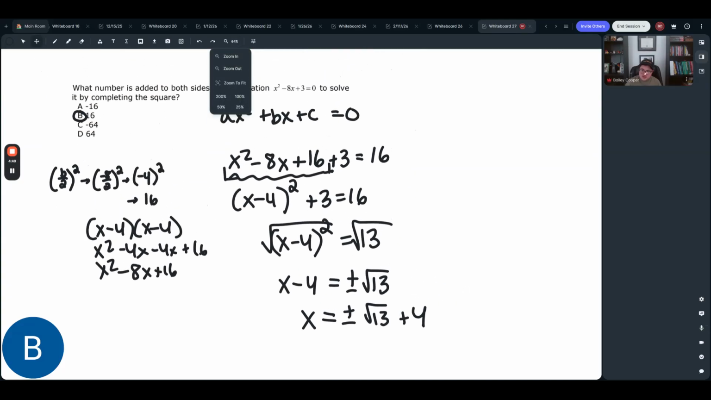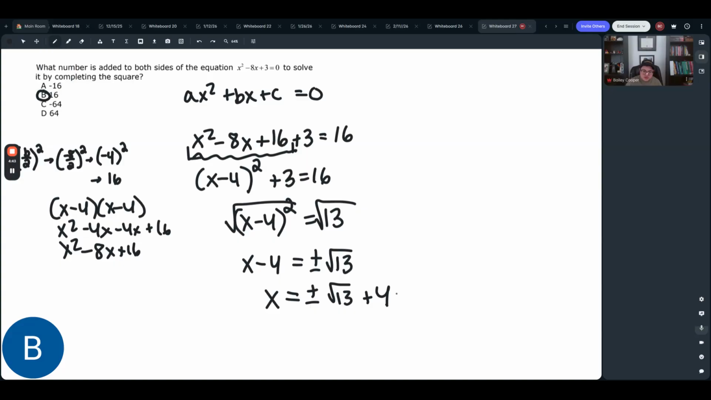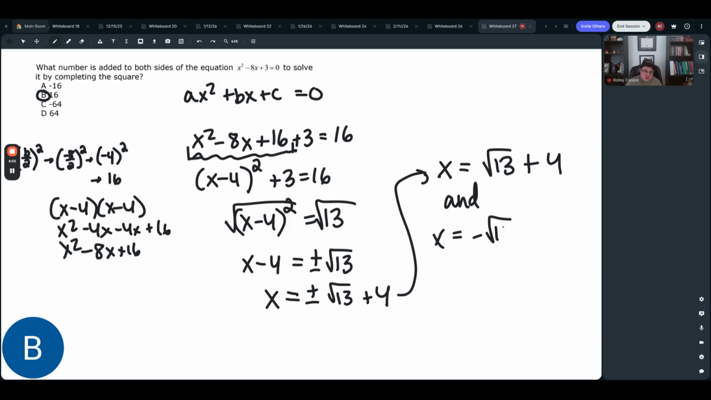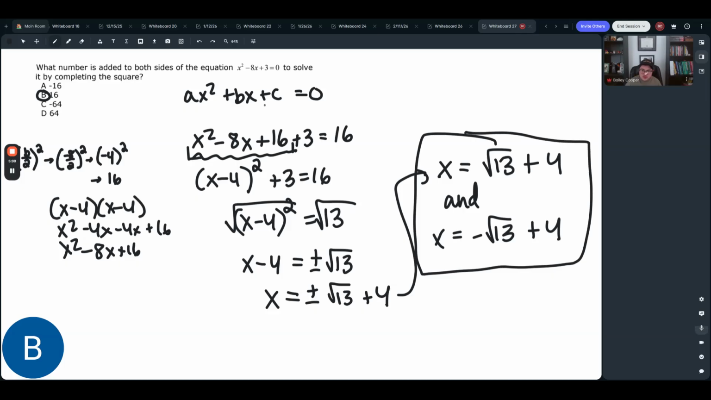Let me write that out a little more explicitly here. Our two x values are x equals positive root 13 plus 4 and x equals negative root 13 plus 4. Those are our two x values that are going to make this equation true. And of course, if you have a calculator, you can double check that these work by plugging them back into the original and verifying that when you plug both of these in separately, you do get 0 equals 0 as a solution. I'm not going to do that here just for the sake of time, but you could do that to check your answers if you want.